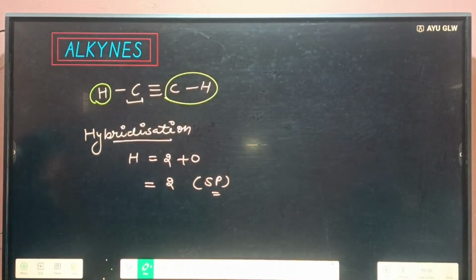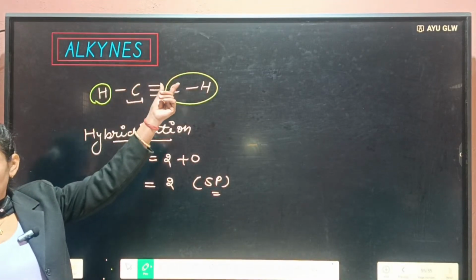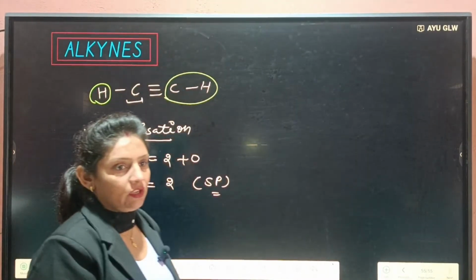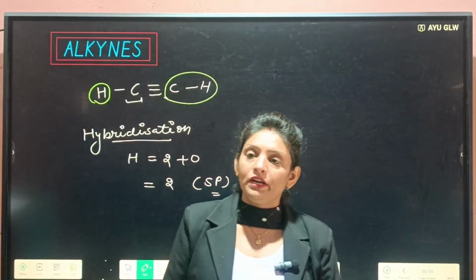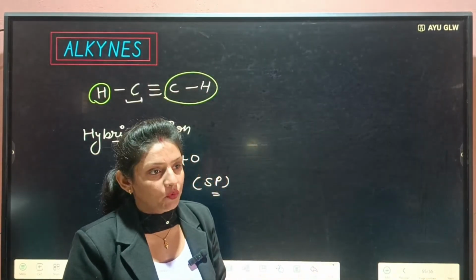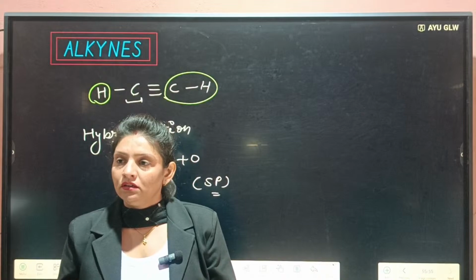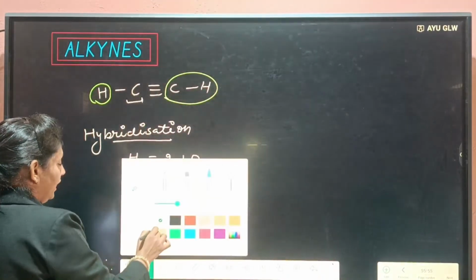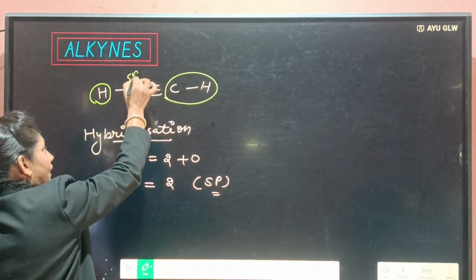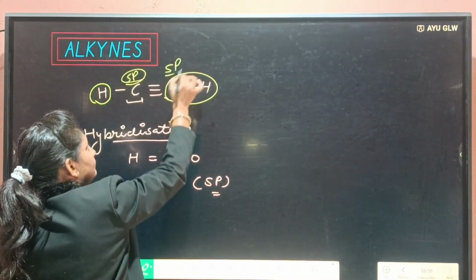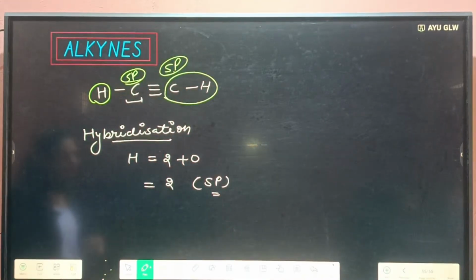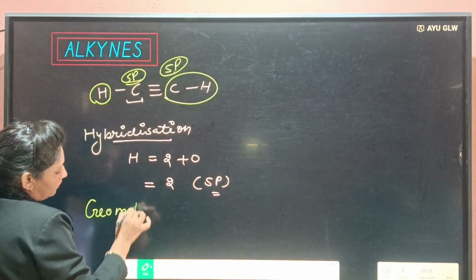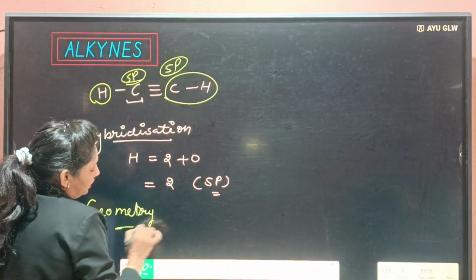Simply you can also tell, if carbon to carbon triple bond, then hybridization will be sp. If carbon to carbon double bond, then hybridization will be sp2. And if single bond there, then sp3. So students, in case of alkyne, sp hybridization, and what will be the geometry? Geometry will be linear.